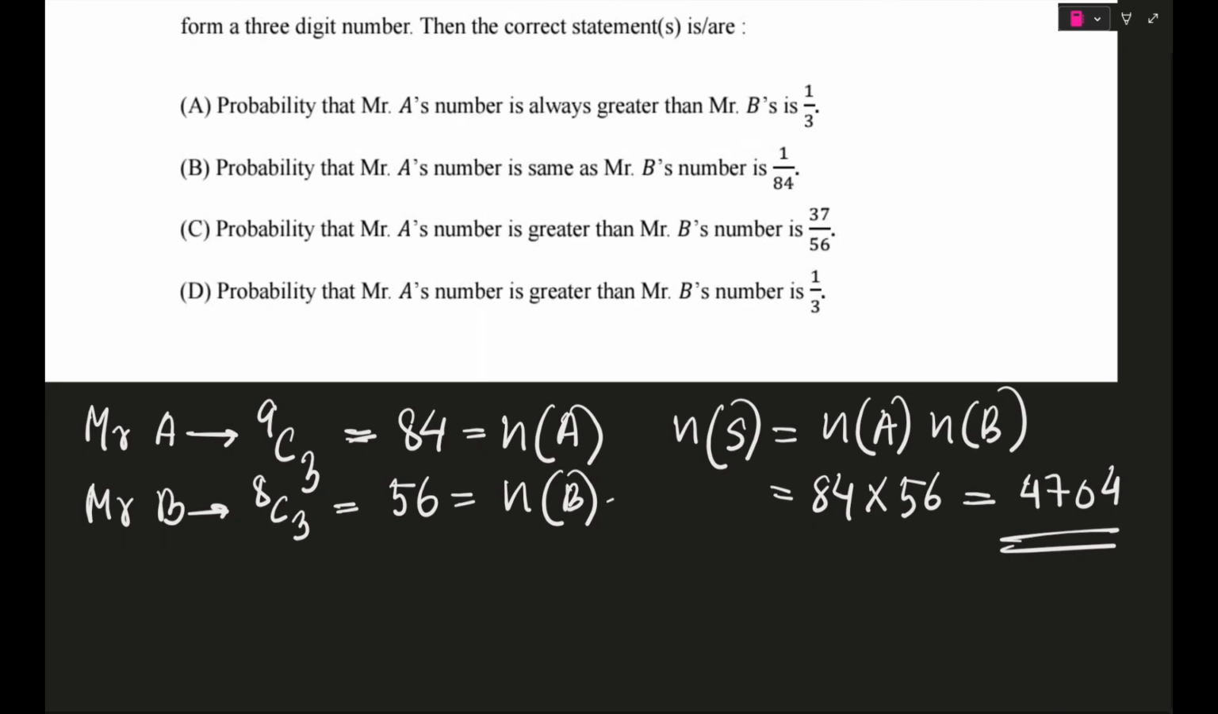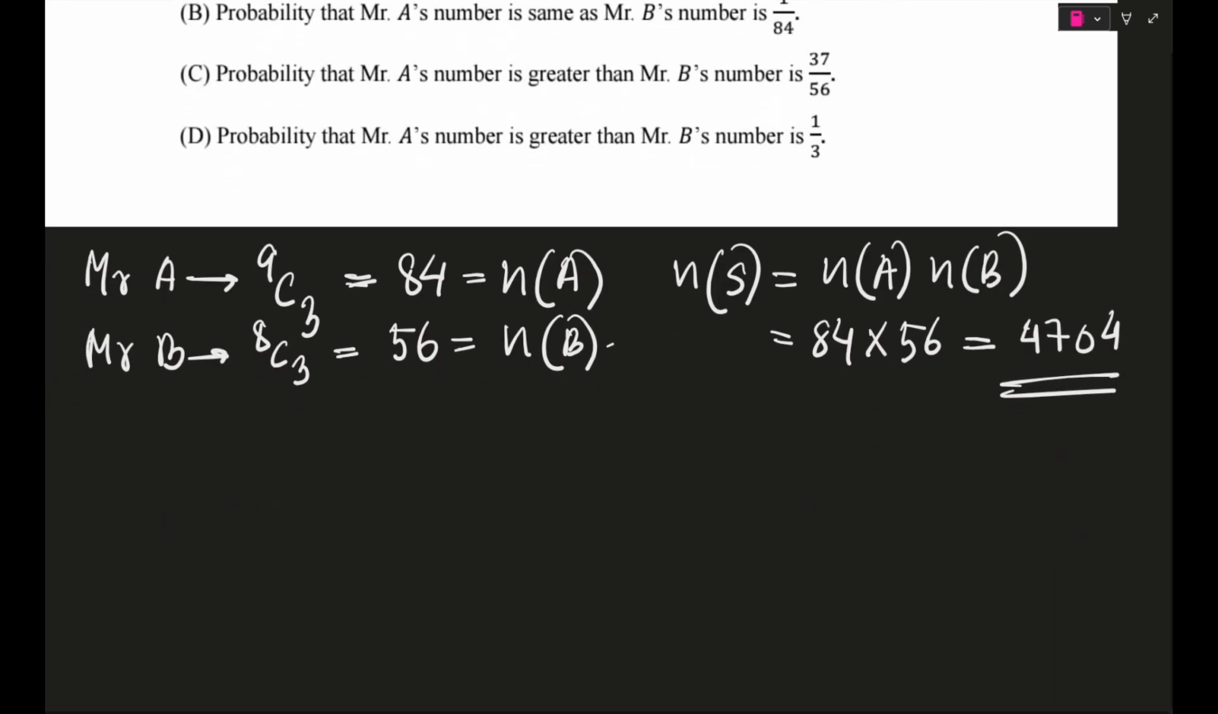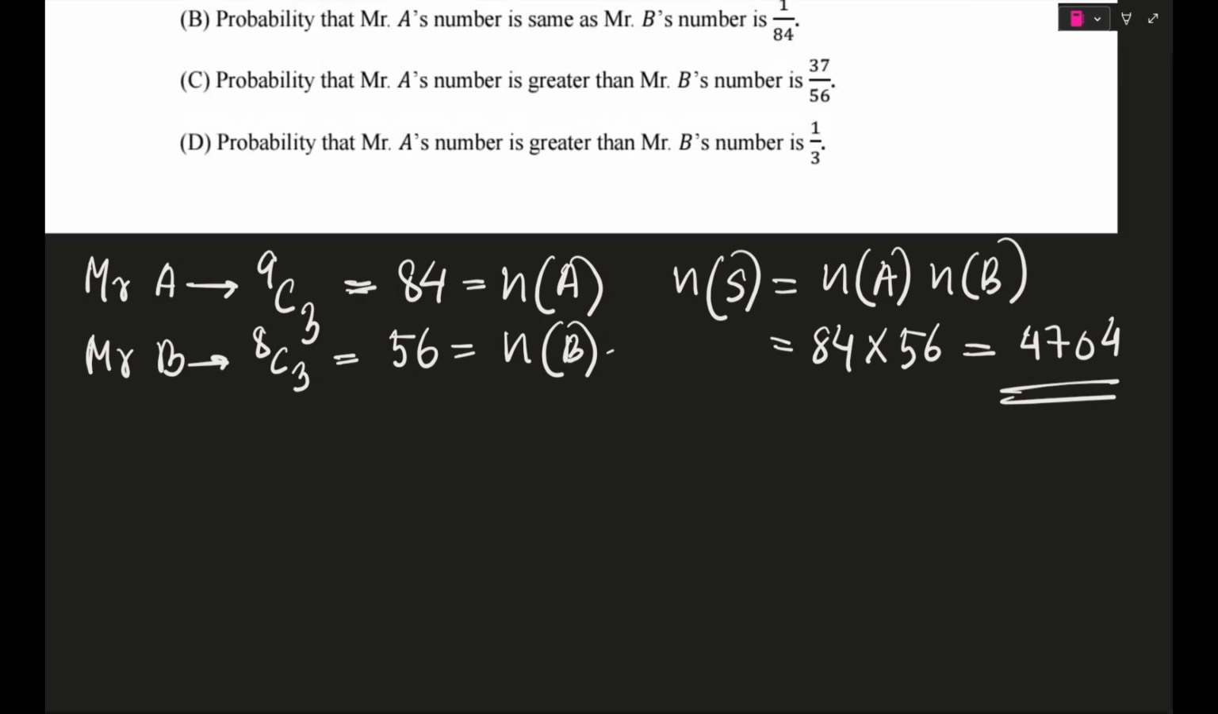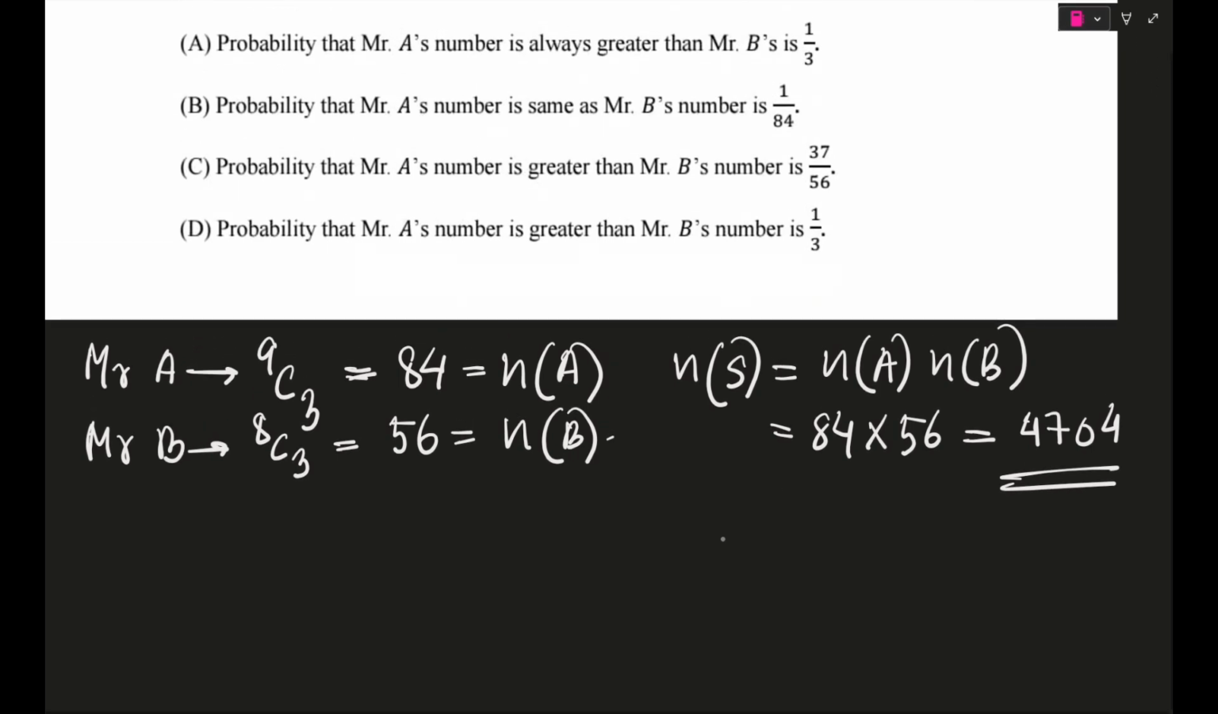Now if we move on to the options one by one. The first option, option number A, says the probability that Mr. A's number is always greater than Mr. B's, that is, the number that Mr. A picks is always greater than Mr. B's, is 1/3. So let's test whether this will be correct or not.